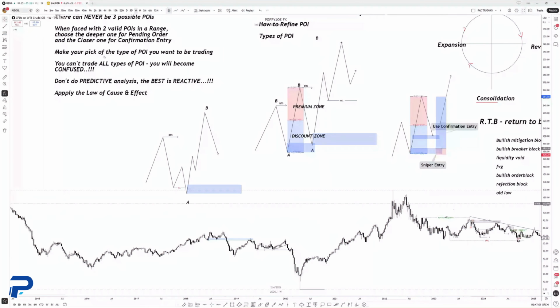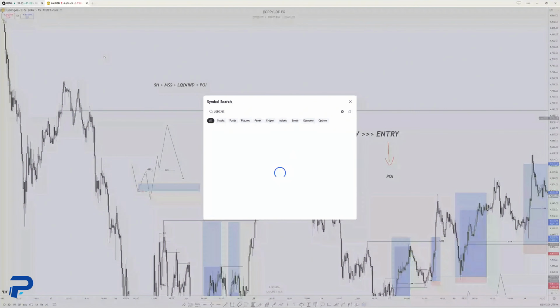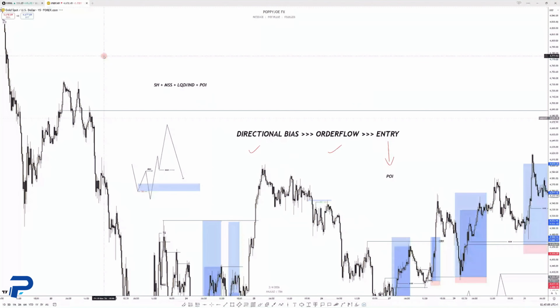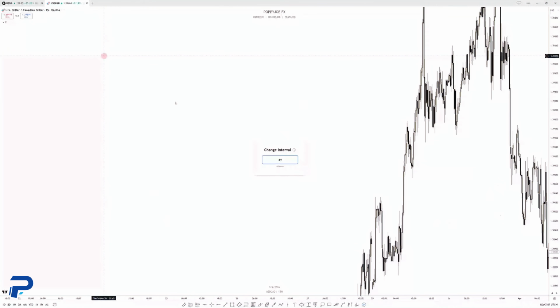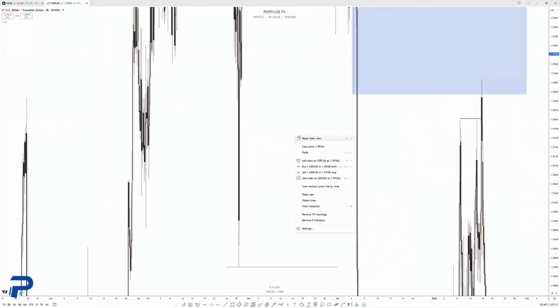So let me check USD CAD here. I'm going to use two charts, but I would like to start with this USD CAD here, 4 hours. Okay, let me use a pure chart, USD CAD.